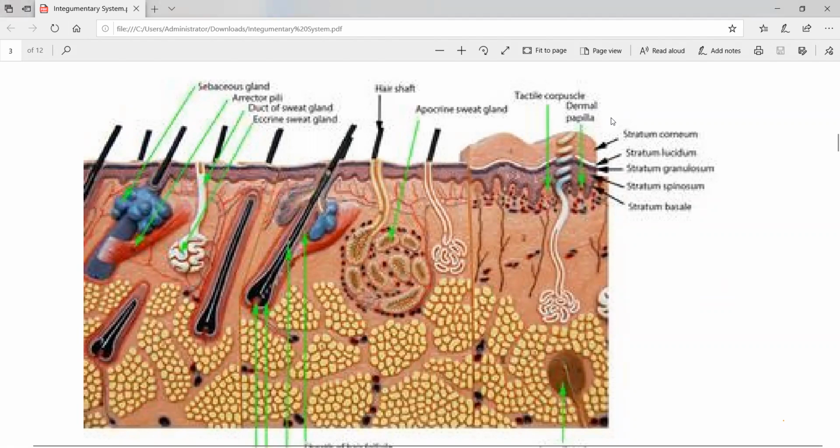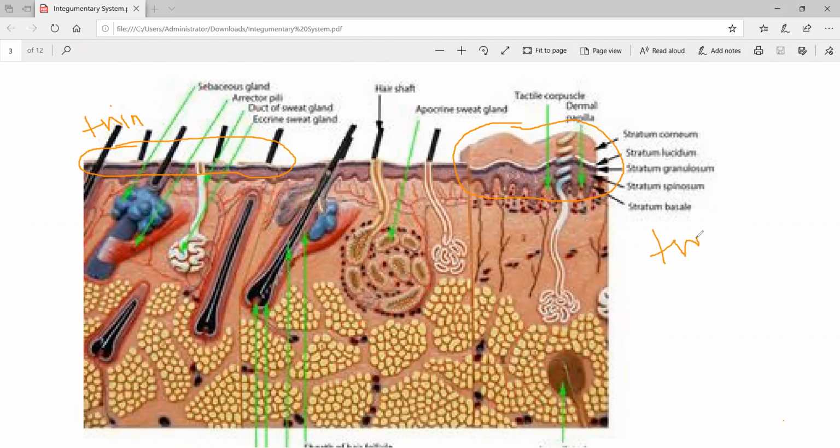Also, what I wanted to point out here was the layers of the skin. So all of this that I'm circling in orange right here is thick skin. And I'm just going to circle a portion of the thin skin right here. That's your thin skin. So thin skin is represented over on this side, and thick skin is represented over here on the right side.